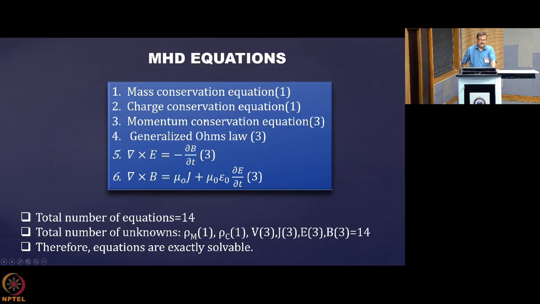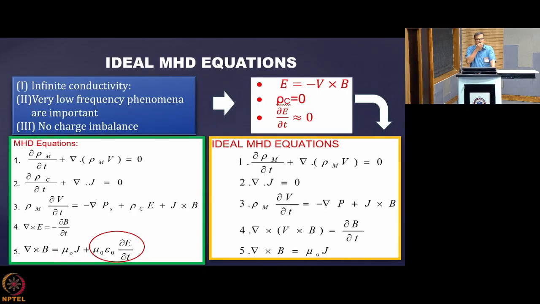Now to be a bit explicit, let me write the MHD equations, how they look. So these are the MHD equations. This is the mass conservation equation, this is the charge conservation equation, this is the momentum conservation equation, and these two are taken from Maxwell's equations. So this set of equations is called the MHD equations.